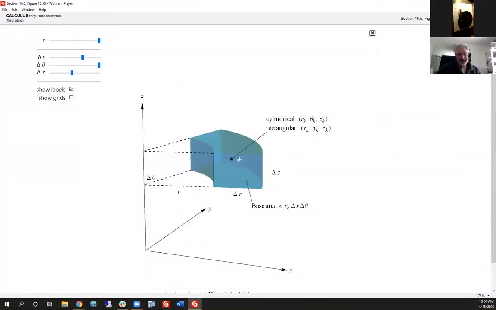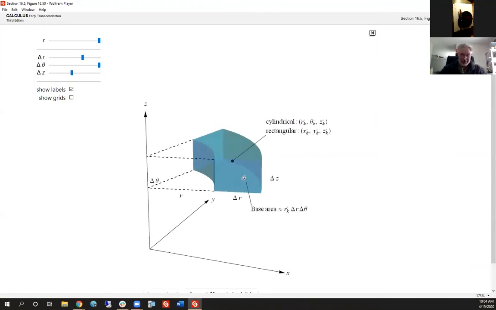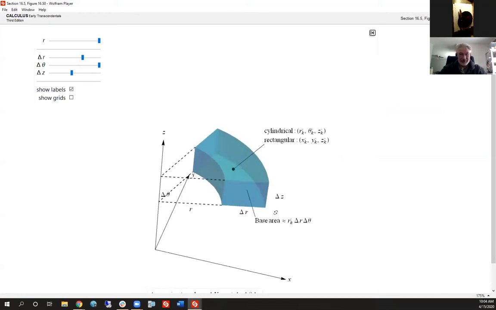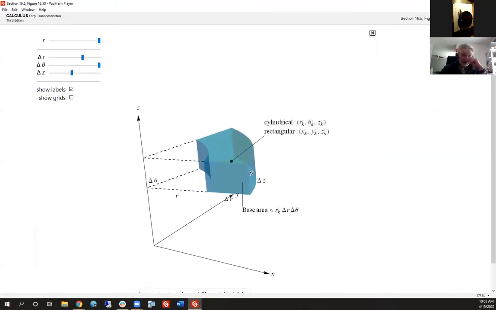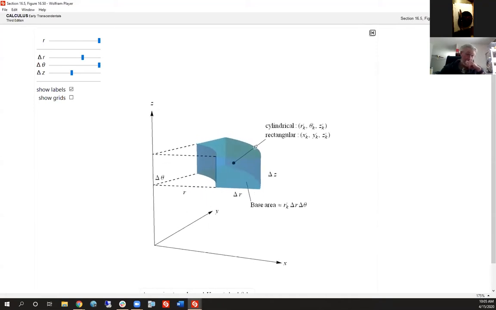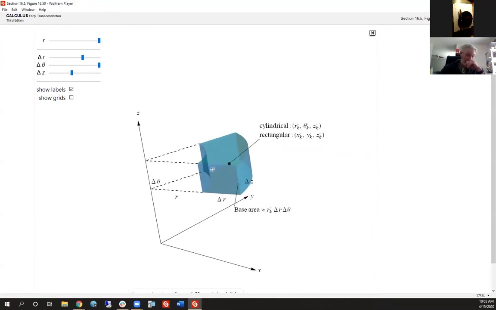All right, so here we are. Can you see my shared screen now? Is that working? Yeah. Okay. So here's the manipulate showing the differential element for cylindrical coordinates.